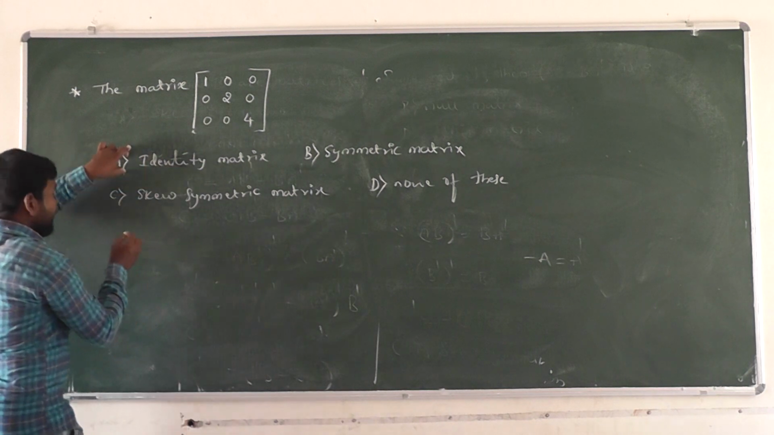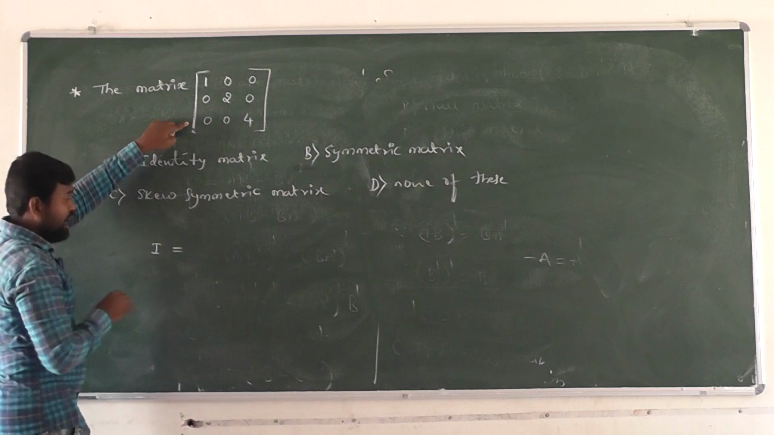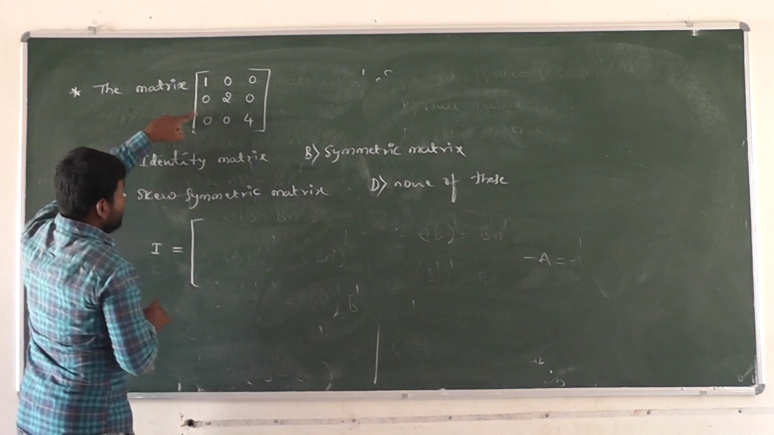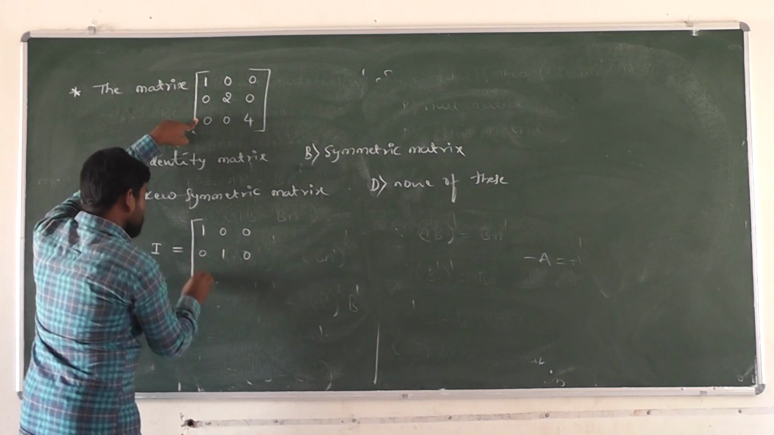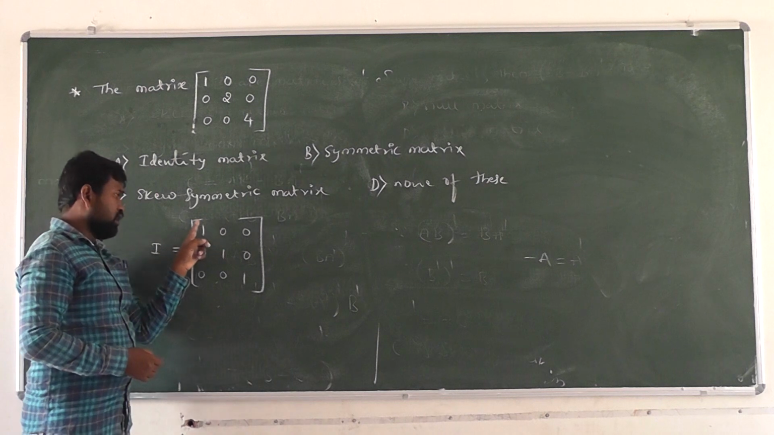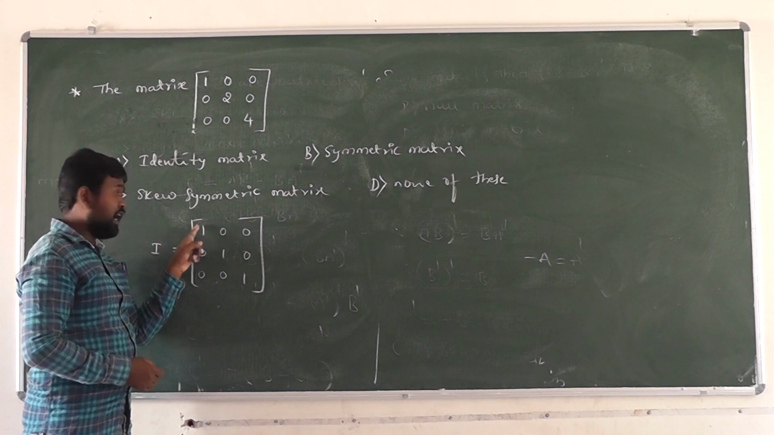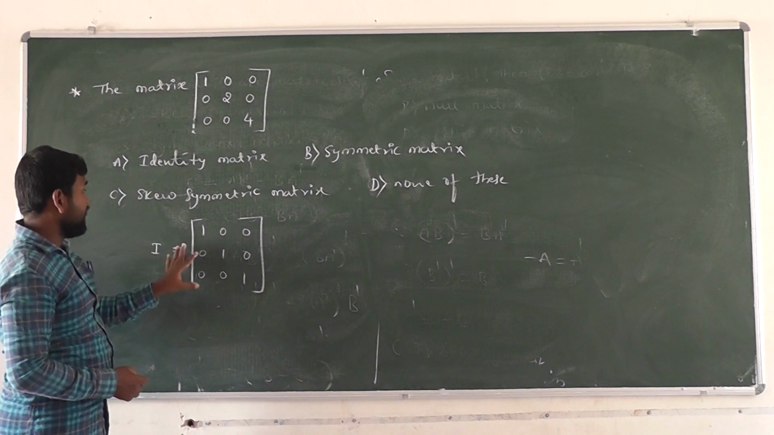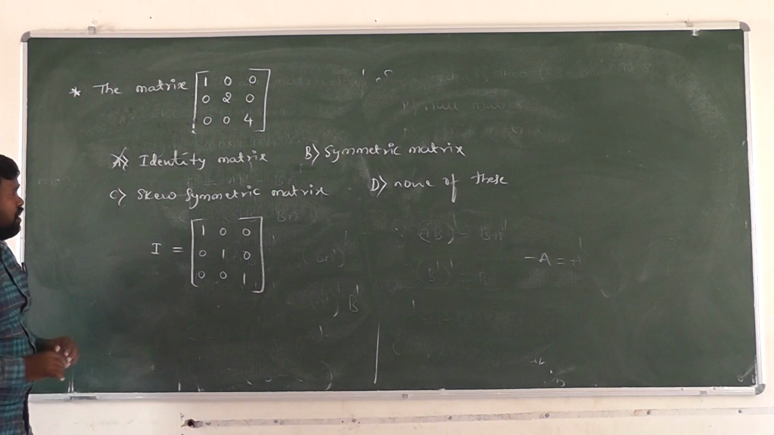What is meant by identity matrix? The identity matrix is denoted by the symbol I. The identity matrix of 3 cross 3 order is 1 0 0, 0 1 0, 0 0 1. Identity matrix is a square matrix whose principal diagonal elements are equal to 1 and non-diagonal elements are 0. This is the identity. But this given matrix is not an identity matrix, so option 1 is wrong.